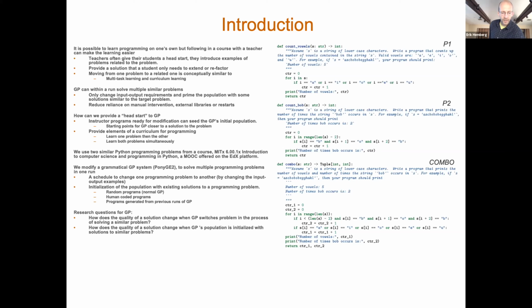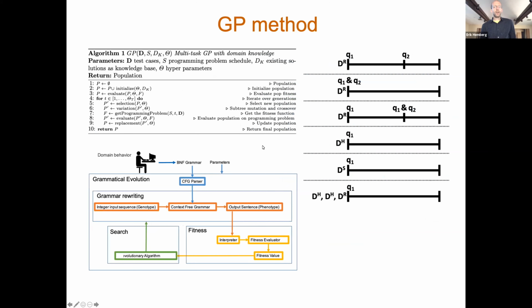So to look at the method really briefly, at the top here, we have the algorithm for a GP. We do it very similar. We just initialize with existing programs. That's the key thing. And then on line 7, we can also switch the programming problem that we're using. On the bottom here, we're showing a sketch of grammatical evolution. It basically says that we provide a BNF grammar that we parse, and then we have integer input sequences that we map via this context-free grammar to an output sentence that we then evaluate in our interpreter. The fitness value is sent back to the evolution algorithm.